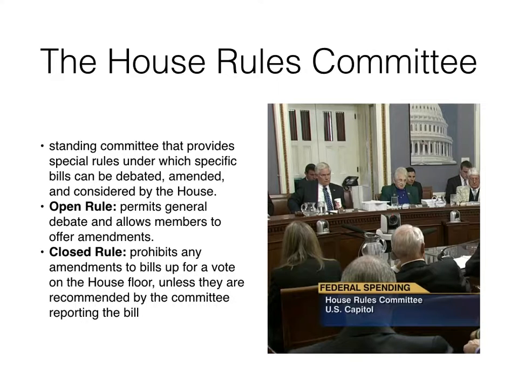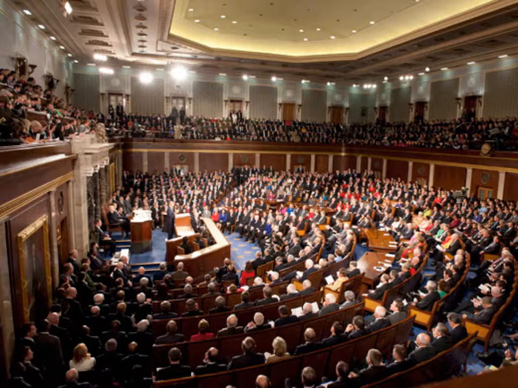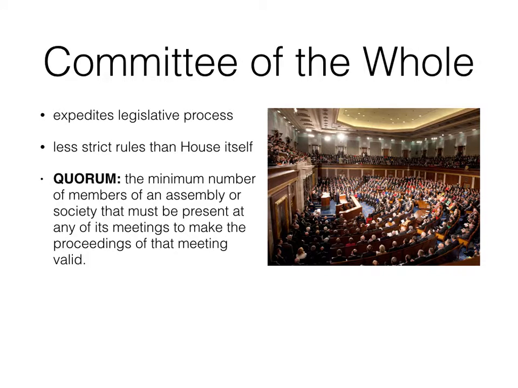When something is given an open rule, this permits general debate and allows members to offer amendments throughout the debate process. If a bill reaches the floor, it receives a quote-unquote second reading in the House. Many bills that pass the House are minor and receive very little opposition. Things like naming of a federal courthouse. Others will be considered by what is called the Committee of the Whole, which includes all 435 members of the House, but is not the House itself.